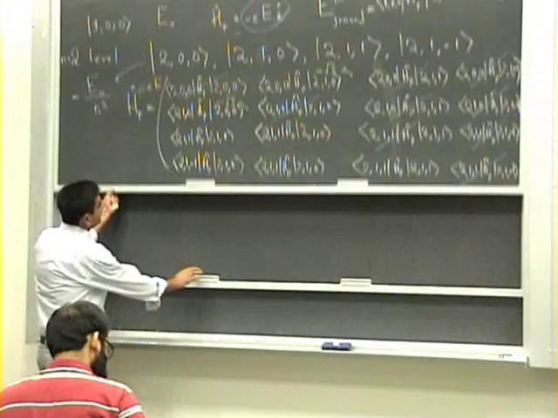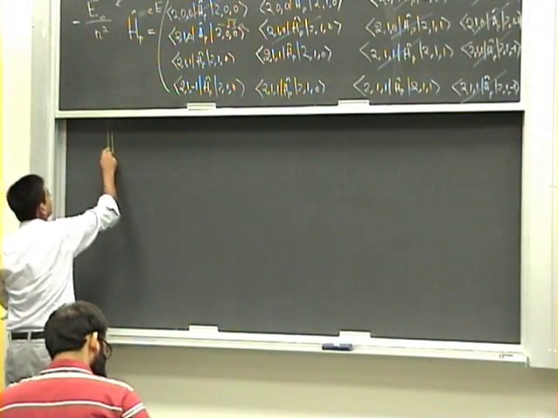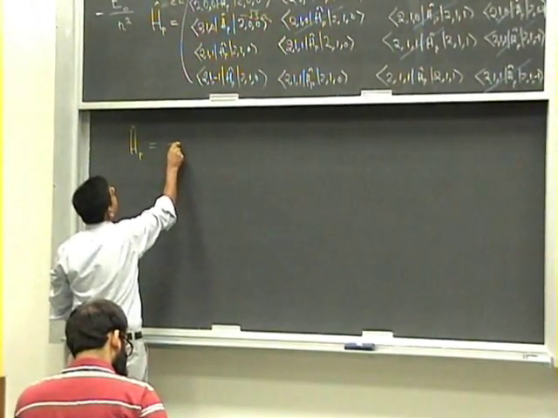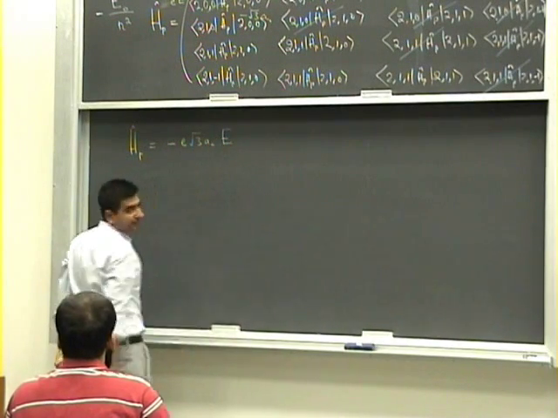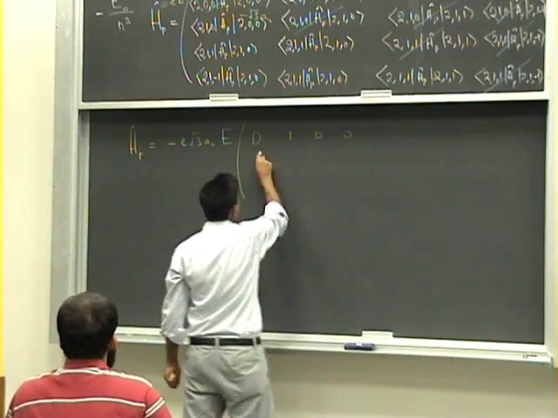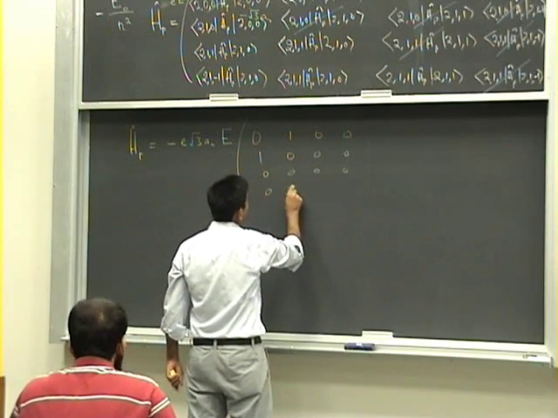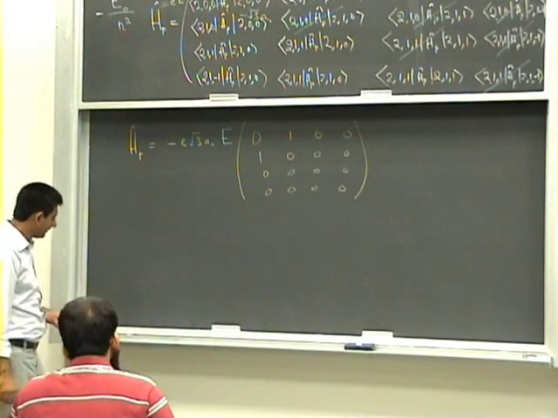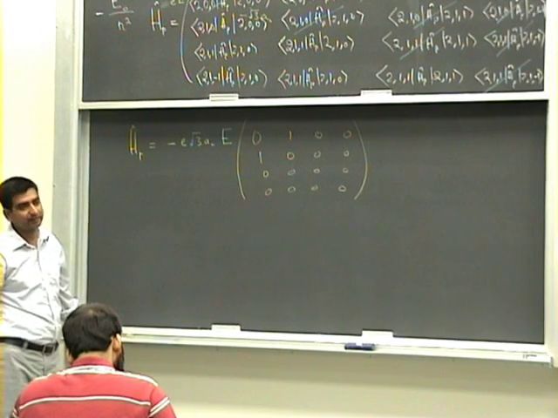So our perturbative Hamiltonian H_P, written in a particular basis, in a particular order, is simply given by minus e under root 3 a naught, the electric field E, times the matrix 0, 1, 0, 0, 1, 0, 0, 0, 0, 0, 0, 0, 0. So this is the perturbative Hamiltonian. And the eigenvalues of this Hamiltonian will tell us the first order corrections to the energy of the degenerate states.